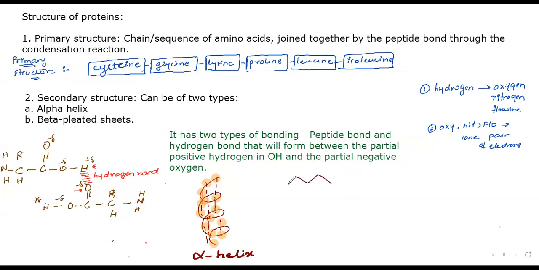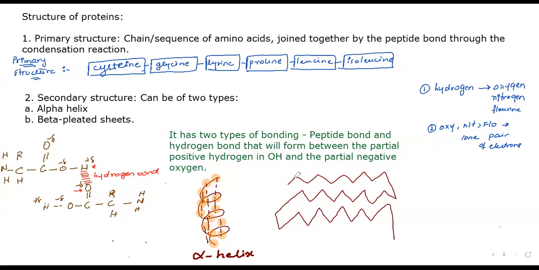They can develop a pleated structure like this. So it will literally look like it has pleats like this, right? This kind of a structure. So for example, these are my amino acids.